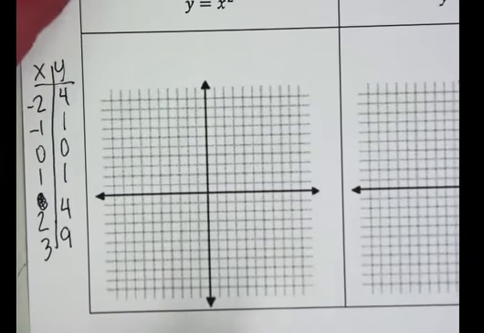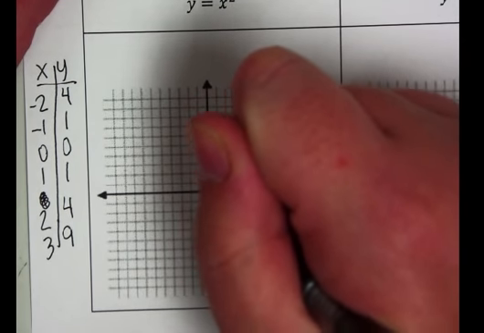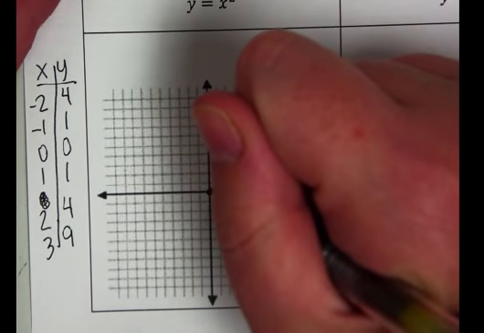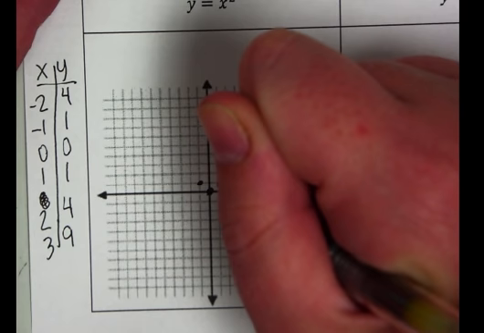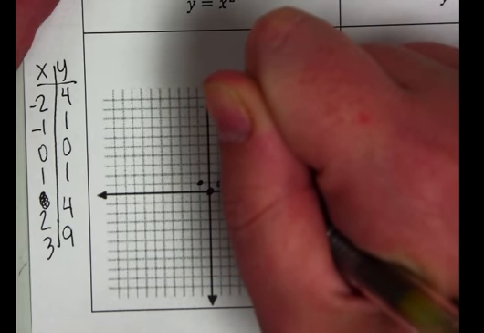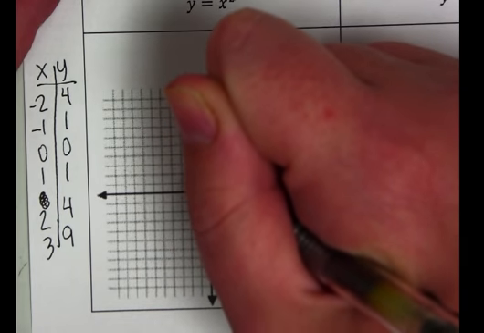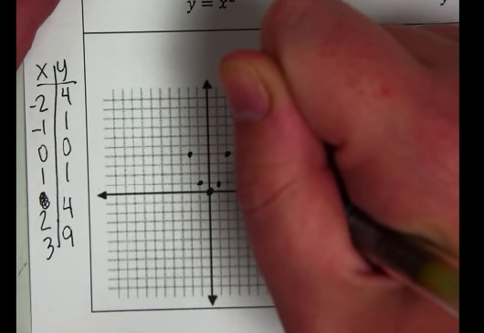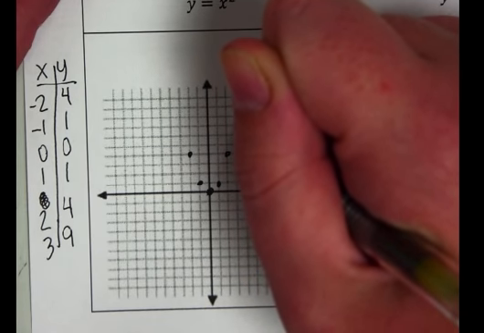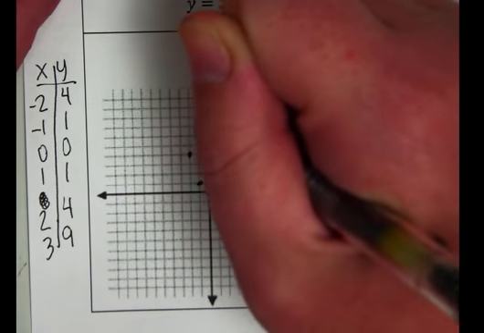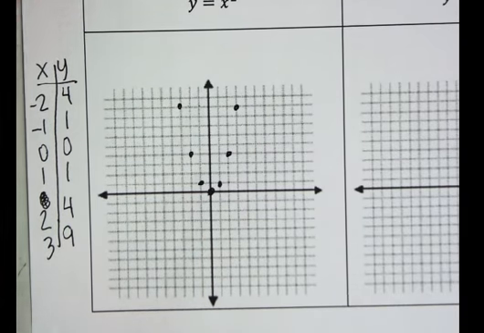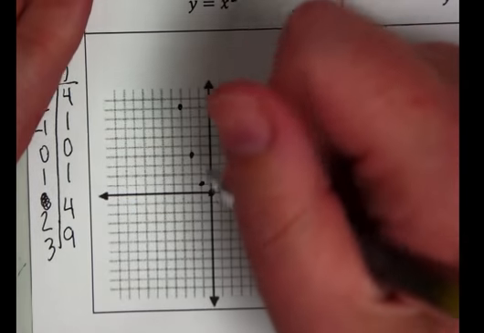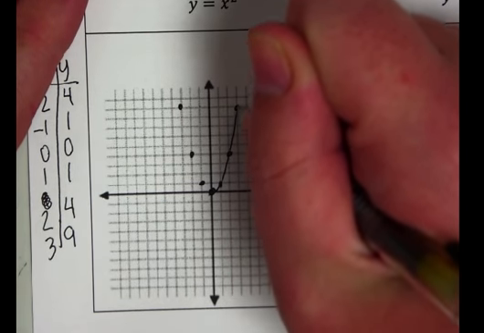So let's plot those points. (0, 0), and then (1, 1), (-1, 1), (2, 4), and (-2, 4), (3, 9), and (-3, 9). Those are the points that we can fit on the coordinate grid that we're provided.